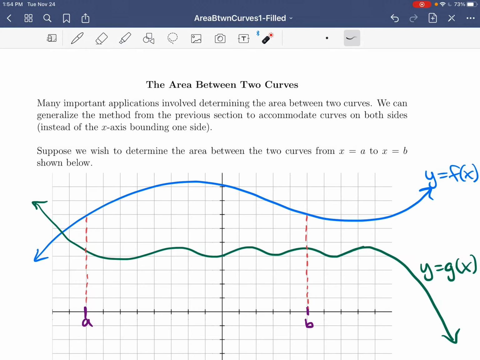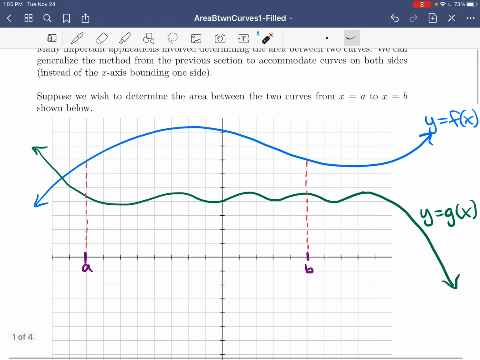In this video, we're going to talk about how to find the area between two curves. This is important for many applications. We've already looked at how to find the area under or between a curve and the x-axis. So now we're going to look at what if it's bounded by a curve on both sides. That's a little bit more general than the method before.